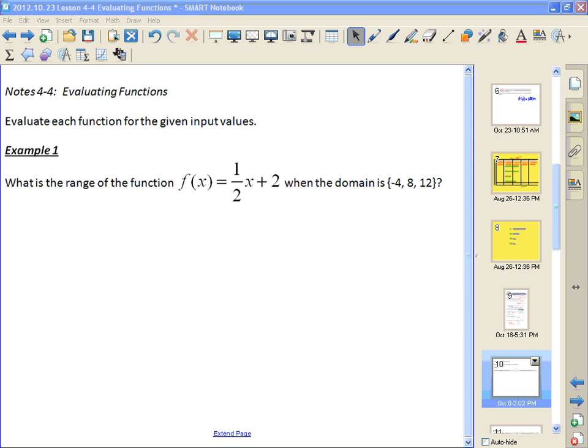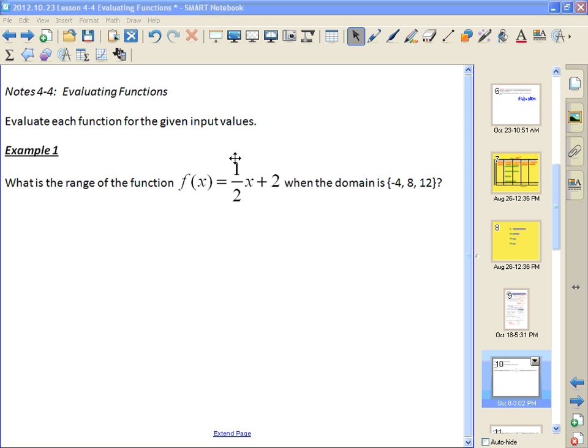Okay, so we are doing notes 4-4. You can still look at the front, you don't have to look at me. I'm going to use my airliner to talk today. It says evaluate each function for the given input values. So on example 1, it says what is the range of the function f of x equals 1/2 x plus 2 when the domain is -4, 8, and 12.